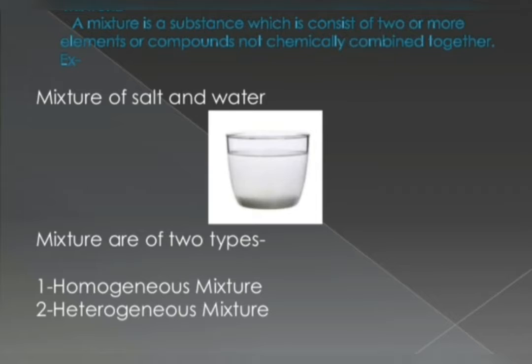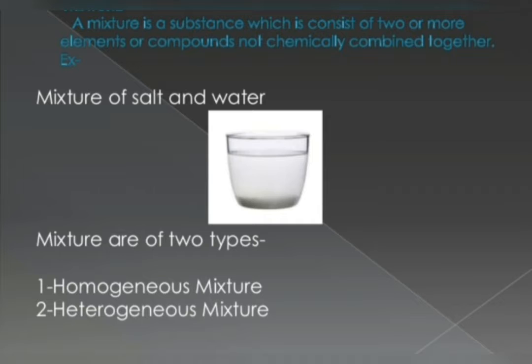A mixture is a substance which consists of two or more elements or compounds not chemically combined together. So it means we have a mixture in which we have mixed two or more elements or compounds. But those elements or compounds are not mixed chemically, they are not combined chemically.